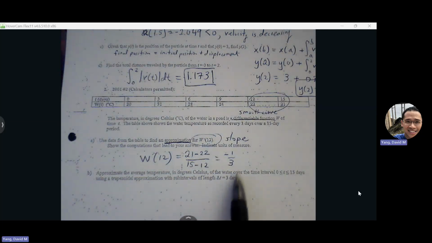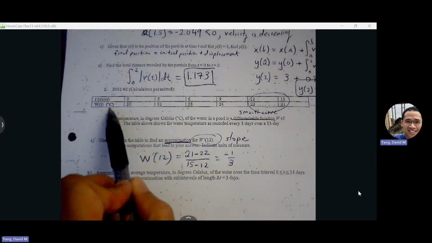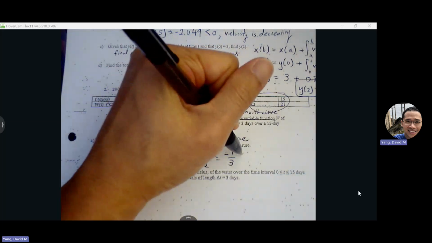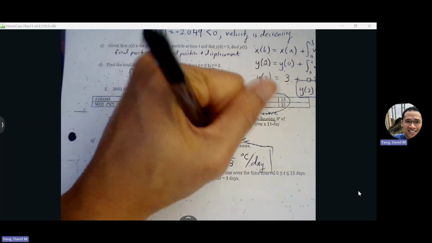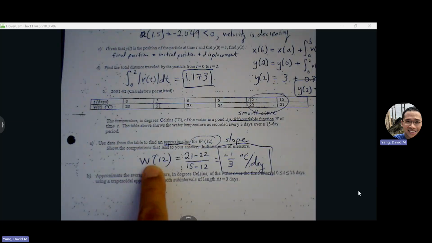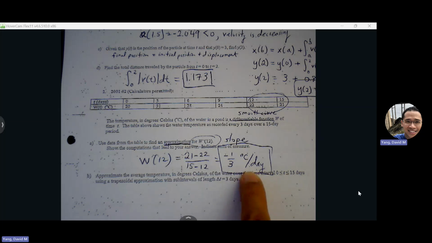And then our units are going to change as well, right? We're doing slope. So slope is going to be change in temperature over change in days. So it's going to be degrees Celsius per day. So this tells us that on the 12th day, roughly, the temperature is decreasing by 1/3 degree Celsius per day.